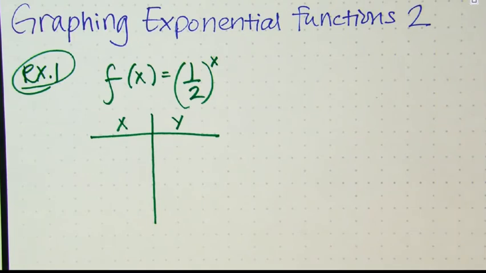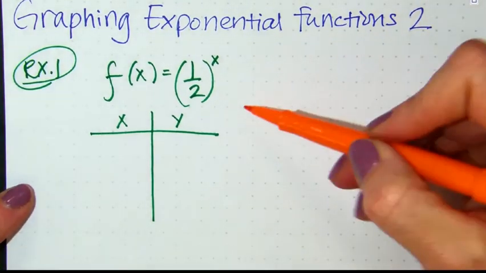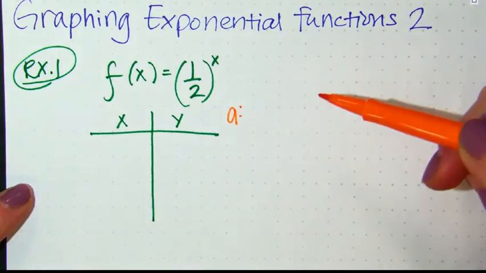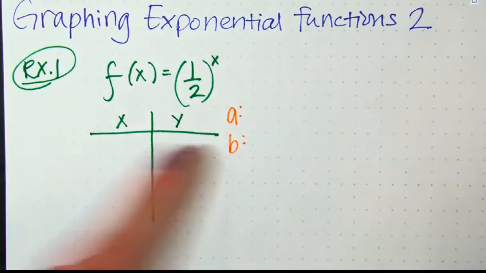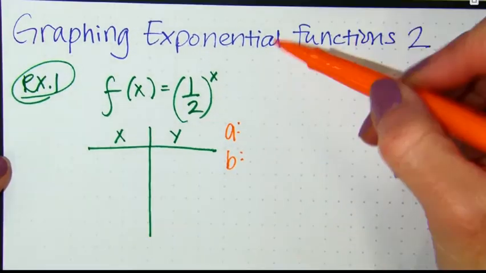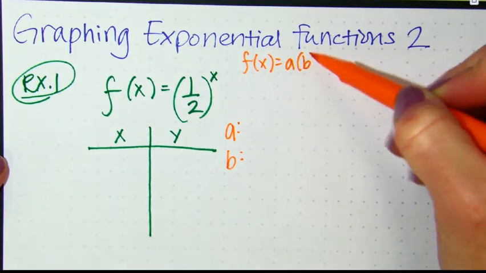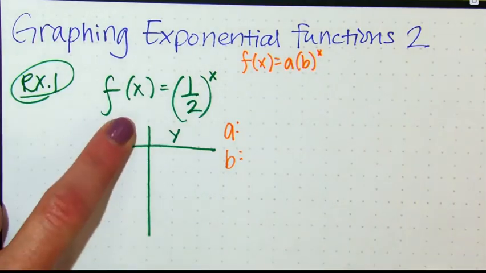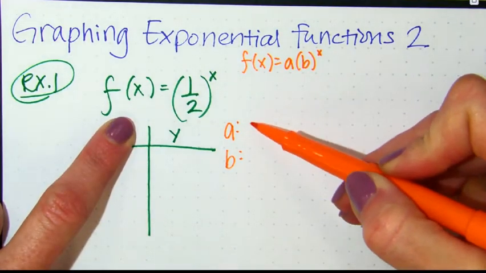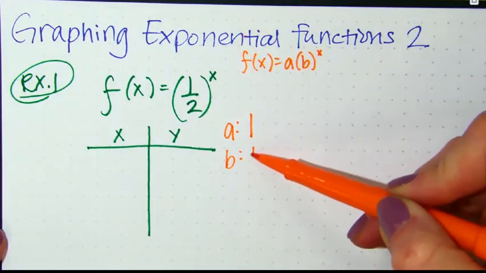All right. Now, until you get comfortable, it's different if you want to check yourself. But at this point, we want to start using our brains to work smarter, not harder. Right. So I have an A and I have a B. Remembering that my general function is A times B to the x power. So in my first function here, what's the A? 1. The B is the base of my exponent. It's 1/2.